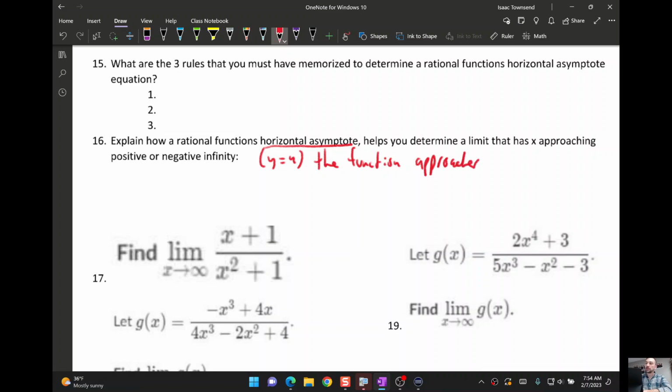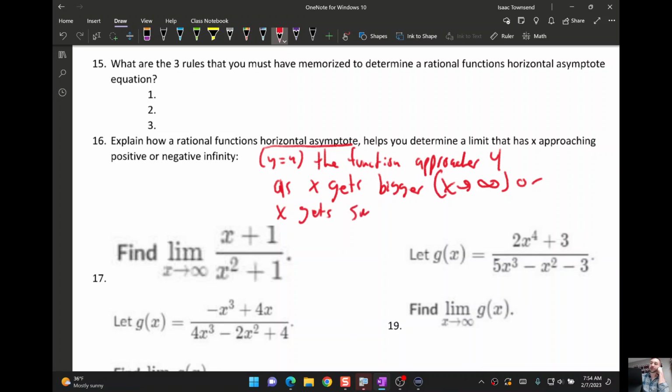approaches a y value of 4, if you're describing end behavior. So as x gets bigger, such as x approaches infinity, or on the left side of the graph as x gets smaller. Another way to say that is as x approaches negative infinity. So it goes towards that, the arrow goes towards that. Why does the arrow go towards x? Oh, just because I wrote it weird. Just to the right.